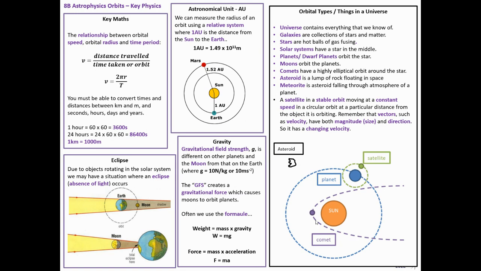Solar systems have a star in the middle. There could be a solar system. We've got planets and dwarf planets. They orbit the star. Dwarf planets are very small planets that are not really big enough to be called a planet, and their gravity is pretty weak. So we call them a dwarf planet. Moons, they orbit the planets.